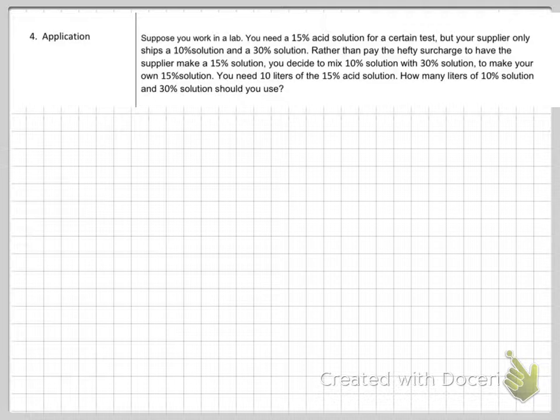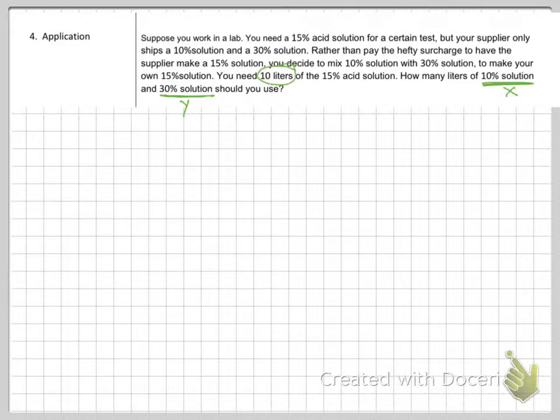Okay, take a minute and read example 4 to yourselves. First thing I see is that we're dealing with two different types of solution. The two different types of solutions make up our variables. The 10% solution can be x. The 30% solution can be y. Also, it tells us that we need a total of 10 liters when we're done.